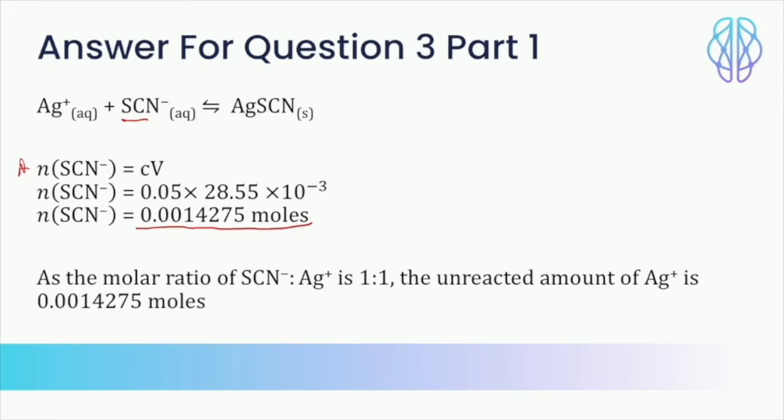As the molar ratio of thiocyanate and silver is 1:1, thus the unreacted amount of silver is 0.0014275 moles. And when I say unreacted, just recall that we added excess silver nitrate to that beaker of water. Some of that silver nitrate reacted with the chloride and formed silver chloride, and some was still left in the beaker. We performed this titration to find how much is unreacted, and that ended up being 0.0014275 moles.